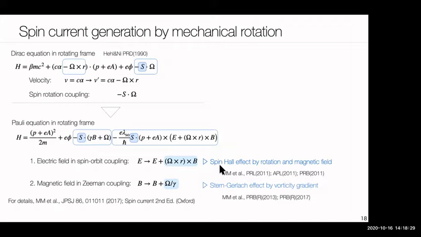We can predict a new kind of spin Hall effect by using the rotation and magnetic field. Another type of spin current generation can be considered by using a mechanical analog, the Stern-Gerlach effect driven by the vorticity gradient. So let us look at this first mechanism.